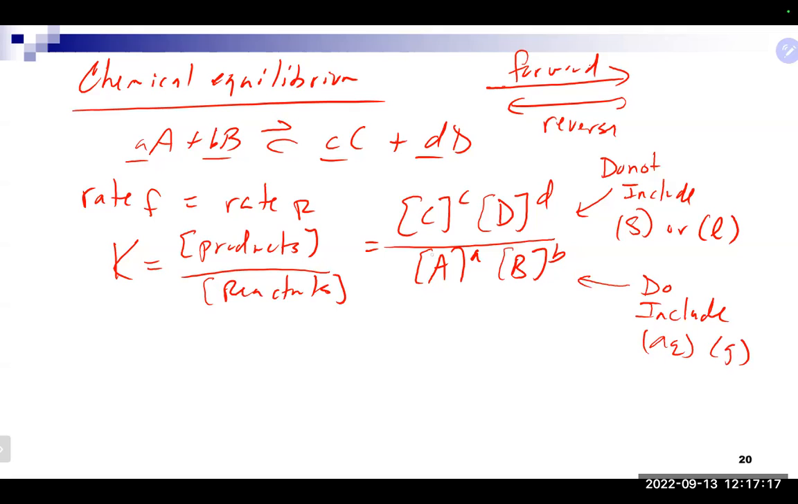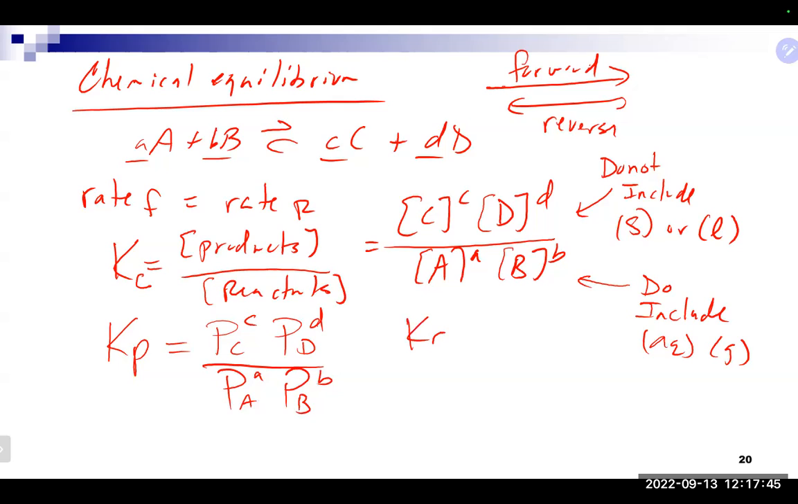When we write a K value for an expression like this, where we use concentrations, we sometimes refer to it as Kc. The Kp can also be written in situations where we have gases, and it would be done the same way. We would take the partial pressures of our products divided by the partial pressures of our reactants.